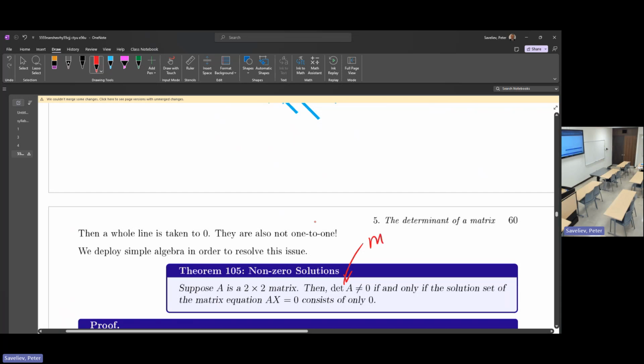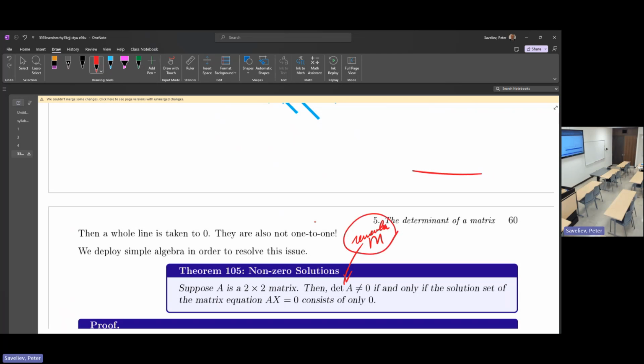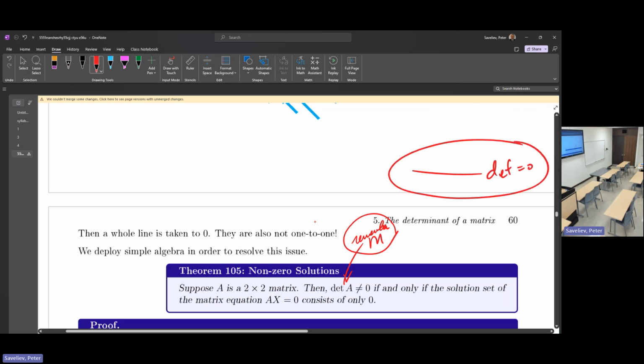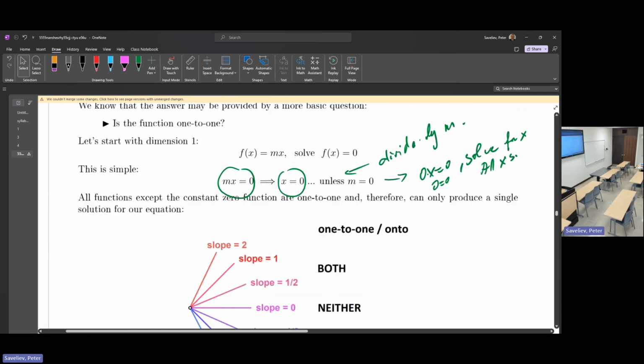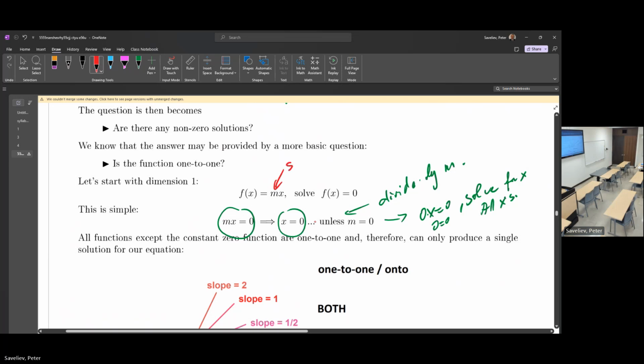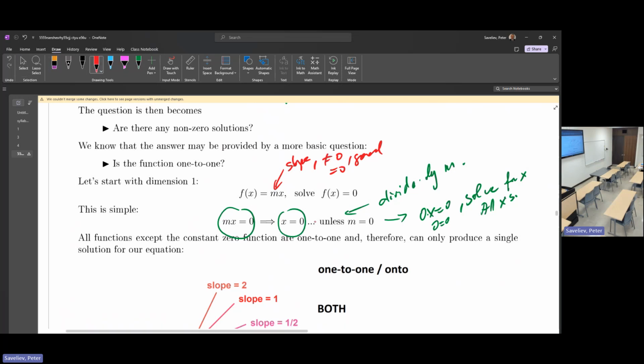So once again, remember M for dimension 1. This is M for dimension 1, so determinant equal to 0 is the exceptional case in dimension 1. The function is constant. When it's not equal to 0, that's the slope. The equation is mx, so m is the slope. Slope positive or negative is good, and equal to 0 is bad.